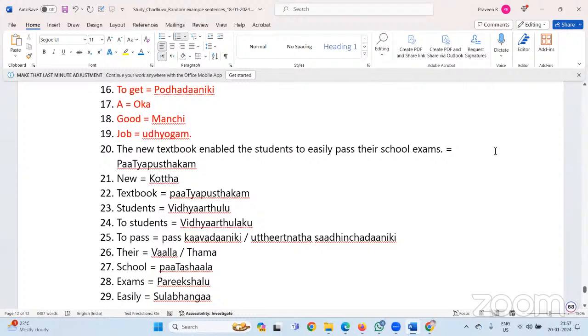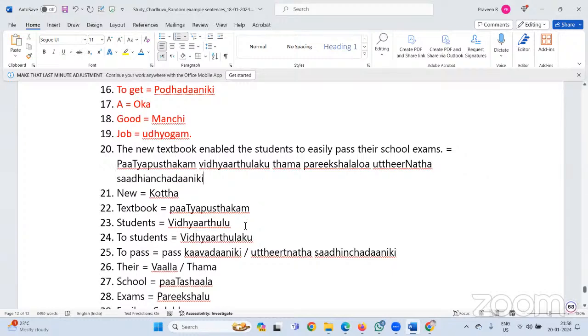Okay, then Vidyarthulaku. Yes. Vidyarthulaku. To pass the exams, the school exams. Okay, let me help you, Andy. Sulabhanga. Okay. Before that, we can say Tama Parikshalalo. Parikshalalo. Their school exams. Vidyarthulaku. Tama Parikshalalo. Uttirnata. Sadhinchadaniki.